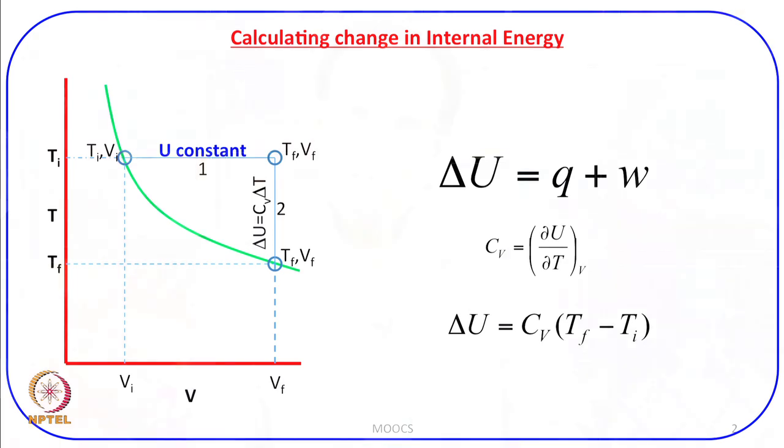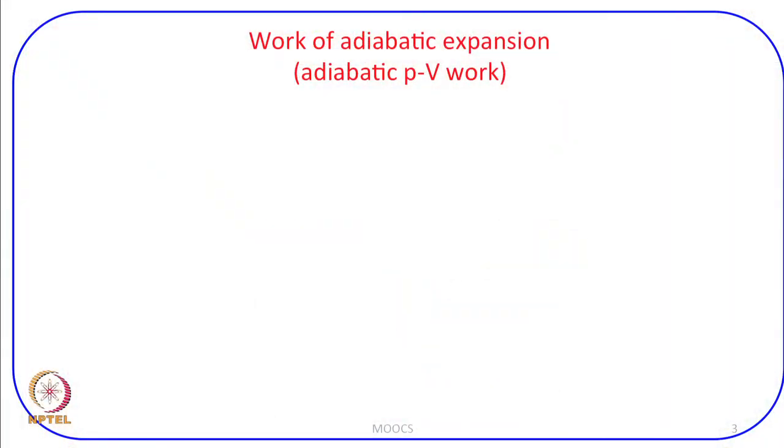Now, we will discuss how to calculate the work done during an adiabatic change, and most of my discussion, unless I specify it, will refer to ideal gases. Let us talk about the work of adiabatic expansion, or if I call it adiabatic pressure volume work. Once again, let us recall the first law of thermodynamics. This will be important throughout the discussion.